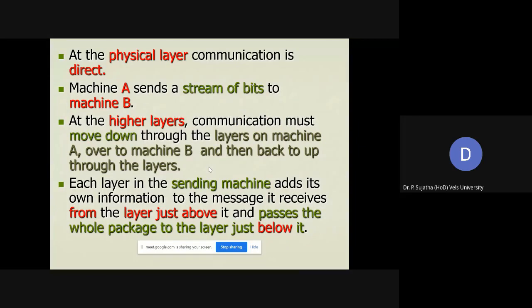So the same thing is given here. At the physical layer, communication will be direct because the physical layer communicates with one more physical layer of its nearby host, nearby system. So machine A sends the stream of bits to machine B. We have already discussed this, so no need to discuss the slide again.